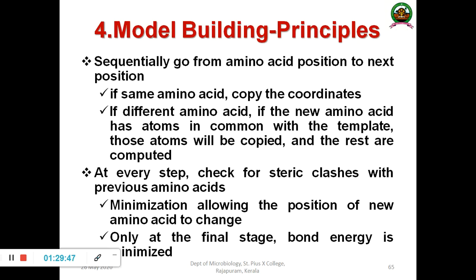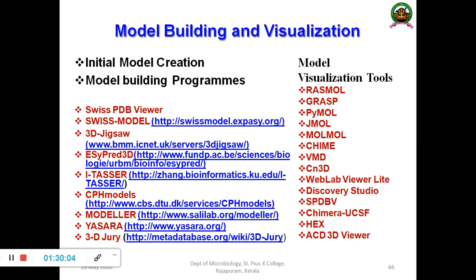Every step, each and every amino acid atom is placed in a proper position. There should not be steric clashes, there should not be problems, and the amino acid coordinates should be perfect. They should have very little strain between these amino acids, that is to say, the energy should be very low. And these are some of the model building programs.